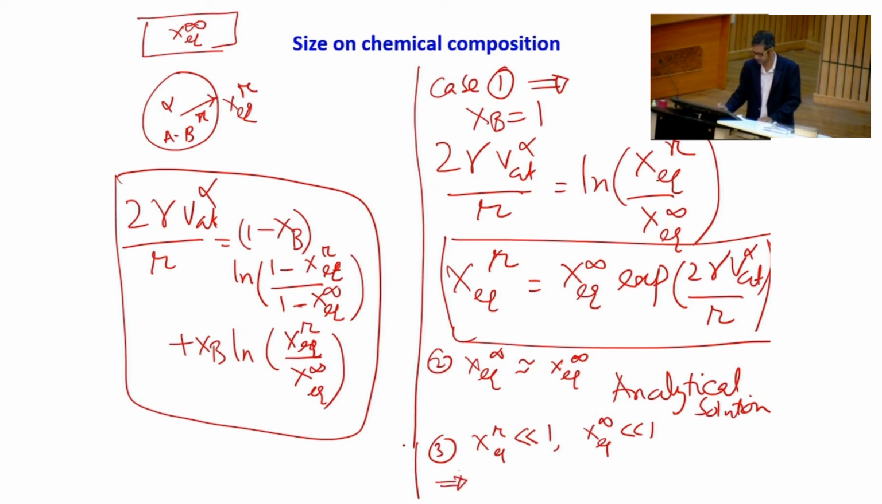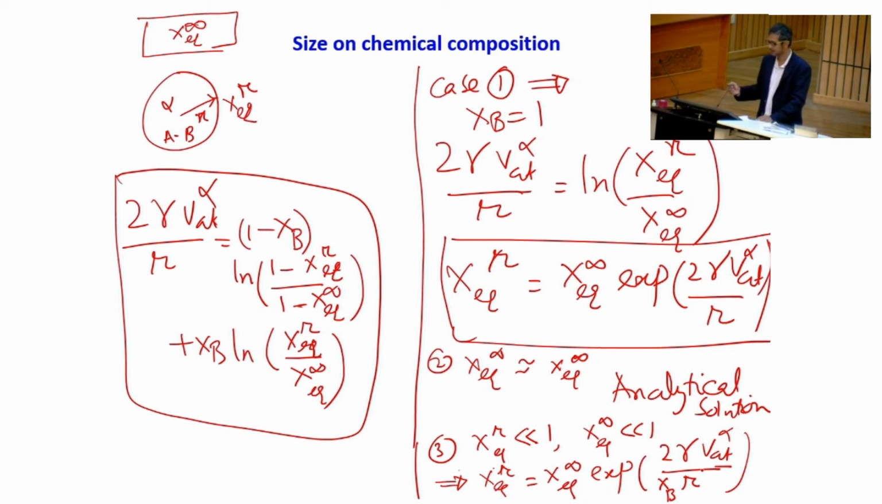So that gives you x equilibrium R is equal to x equilibrium infinity exponential, it will be the same as 2 gamma V atomic alpha by R, but along with it we will have x b. This tells me that when the equilibrium composition in the bulk and in the nanoparticle is very small, I mean dilute alloys, condition 3 is for very dilute alloys on the corners of the phase diagrams. That is true. So this is more logically correct, and that is why this equation is much better to adopt when you do these calculations.